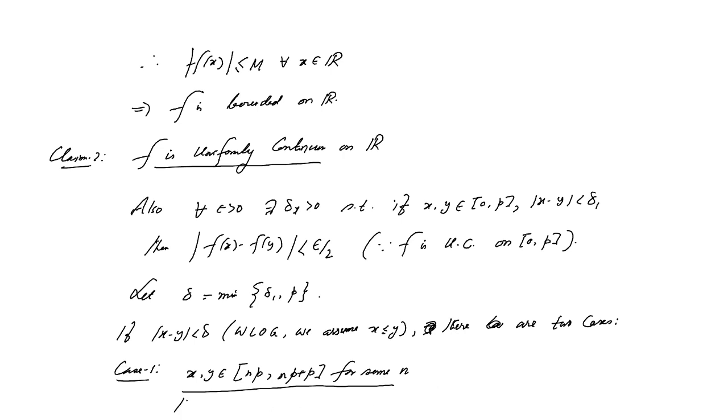And hence |f(x) − f(y)|, we can write as |f(x − np) − f(y − np)|, and because x, y belong to [np, np + p], that value is obviously less than epsilon by 2.